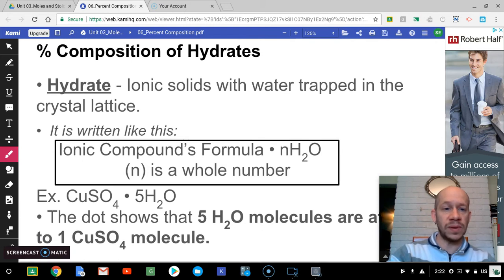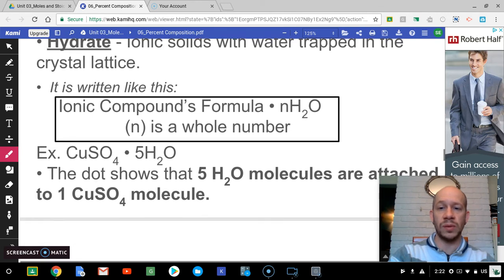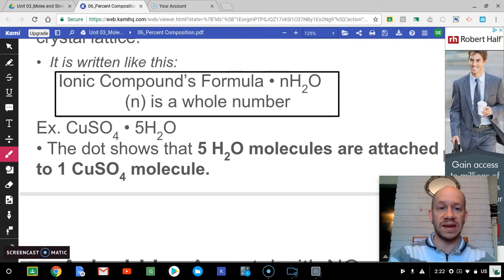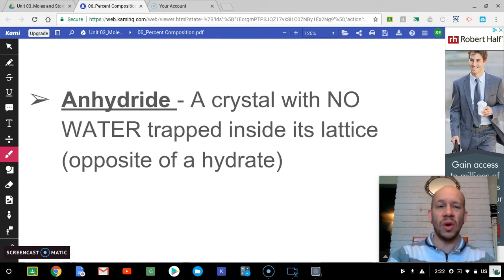So for example, here's my ionic compound, copper sulfate. Here's that dot, and this tells me I have 5 H2Os. So the dot shows that there are 5 H2O molecules attached to the one copper sulfate molecule. This is an important formula for you to be able to recognize and identify the different parts. An anhydride is a crystal with no water trapped inside its lattice. So this is the opposite of a hydrate.